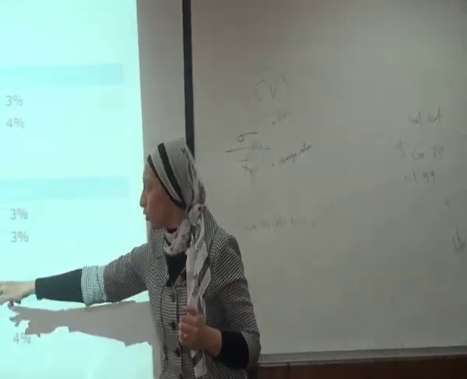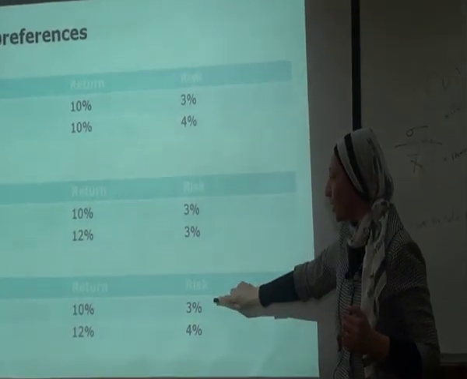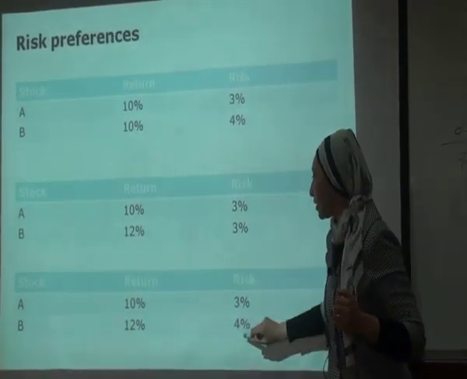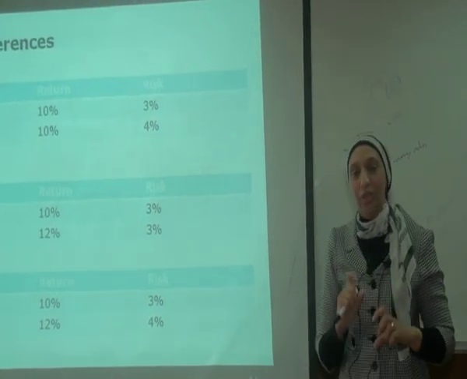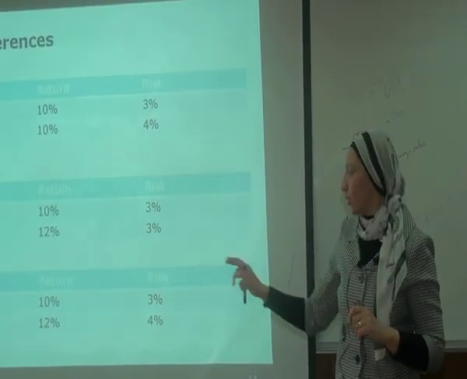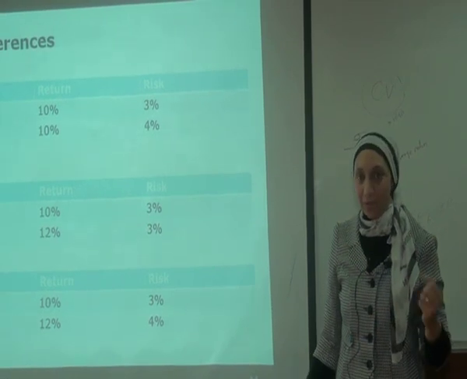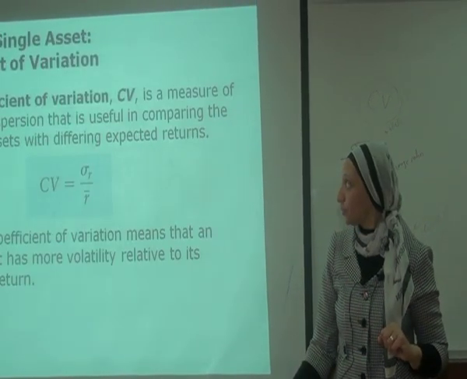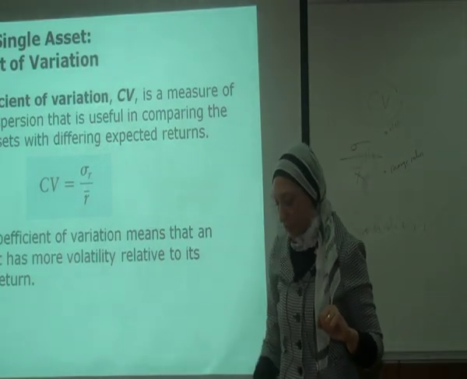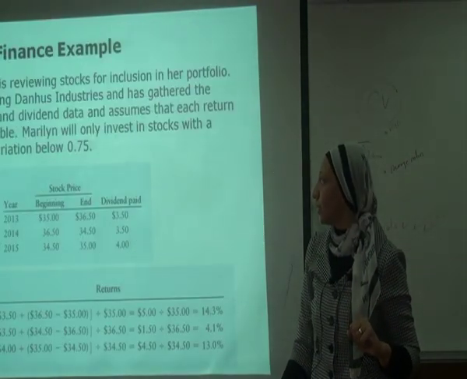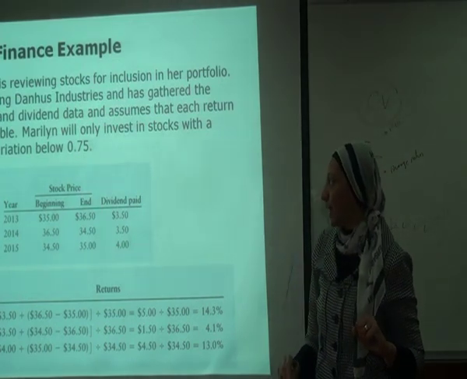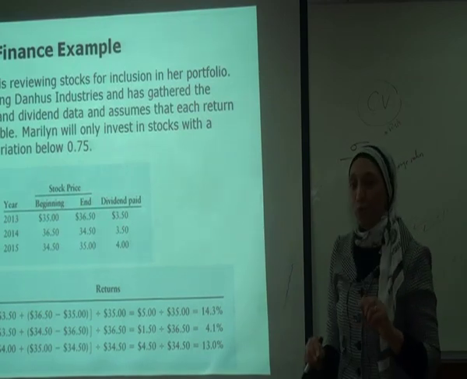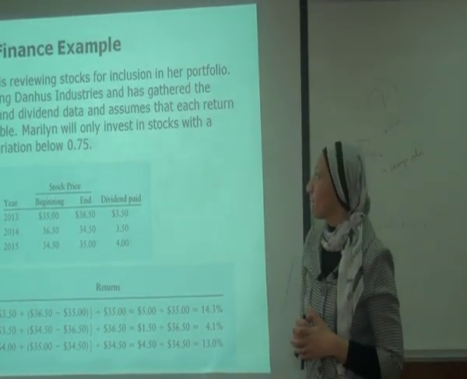Okay? So in those two stocks, you can divide risk by return, and you're gonna select the stock with the lower coefficient of variation. The lower value, the better. So here, this is the risk divided by the average return. Okay. This is another example that illustrates how to calculate the return.